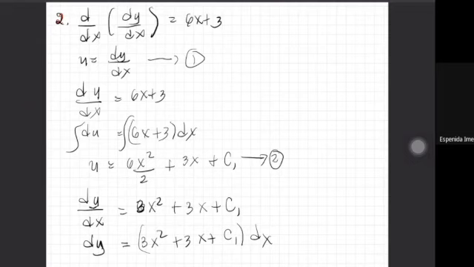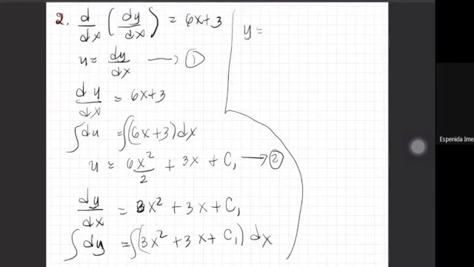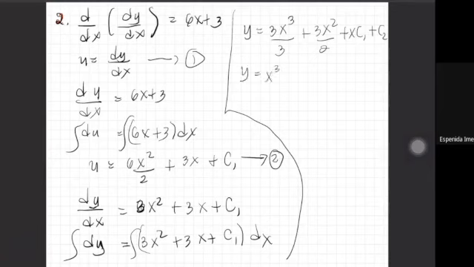So the answer, second integration, I think we can write it here in the other side. So you have y equals 3x cubed over 3 plus 3x squared over 2 plus x c sub 1 plus c sub 2. Okay. Simplifying, y equals x cubed plus 3 over 2 x squared plus c sub 1 x plus c sub 2. Okay.